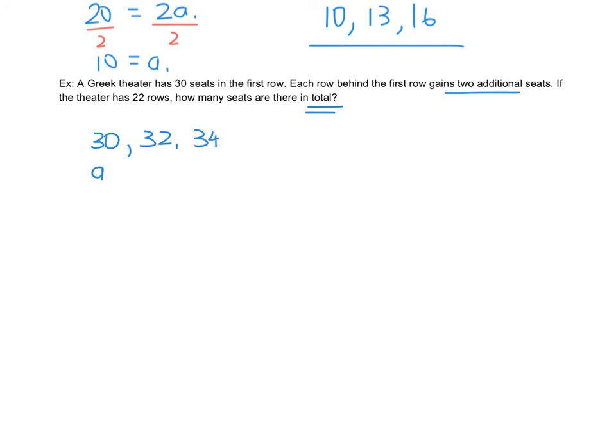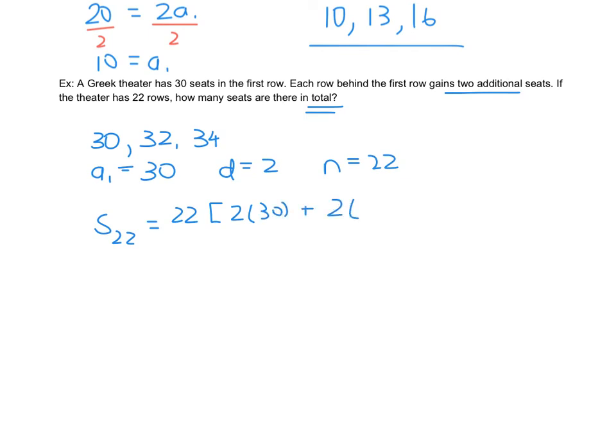So we know our A1 is 30. We know our common difference is 2. And we know that there are 22 rows, which means n is equal to 22. Now, again, if you would like, you can solve for the 22nd term and then use that first series equation, but I'm just going to use the longer version. So the sum of 22 terms is equal to n, so 22 times 2 times A1 plus the common difference times n minus 1 all over 2.